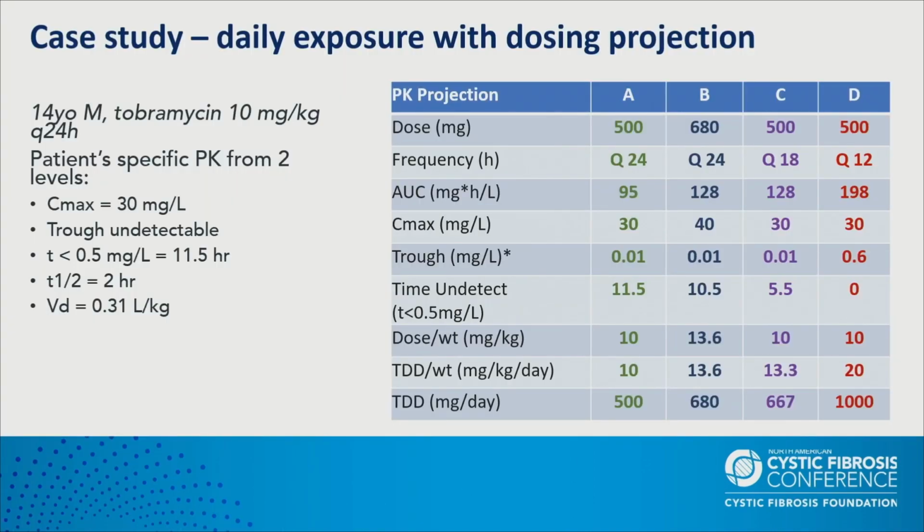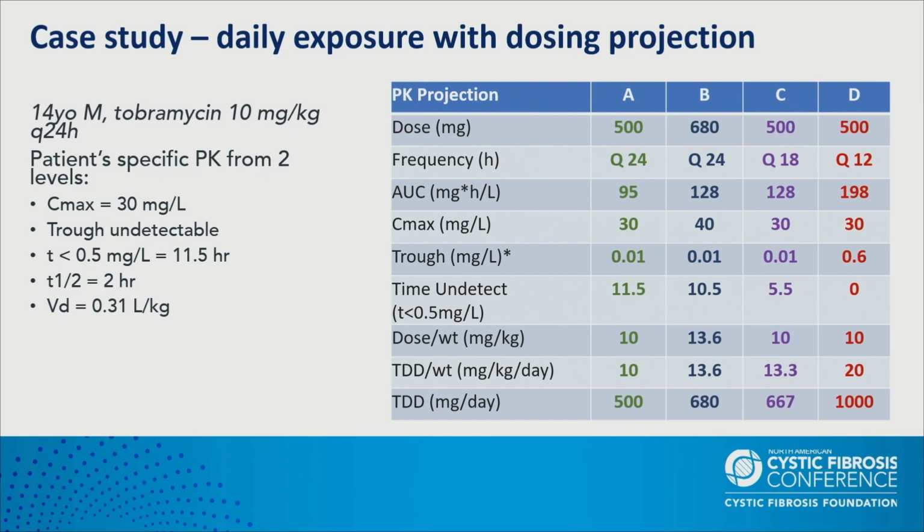To start, I wanted to show an example of a representative case of daily exposure with dosing projections. Here we have a 14-year-old male who started tobramycin empirically at 10 milligrams per kilo every 24 hours. We drew 2 levels to calculate patient-specific PK, as shown on the left-hand side. The table to the right illustrates the limitation of peak and trough monitoring alone, not taking into account the overall drug exposure.